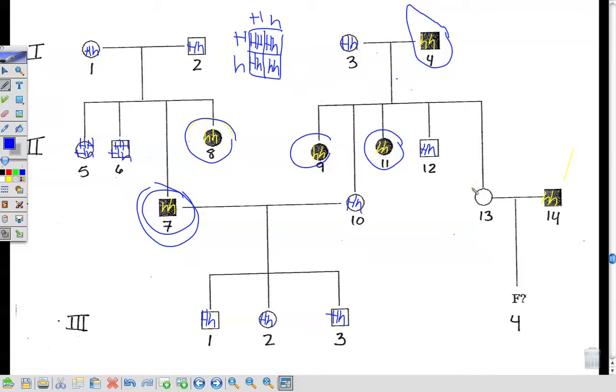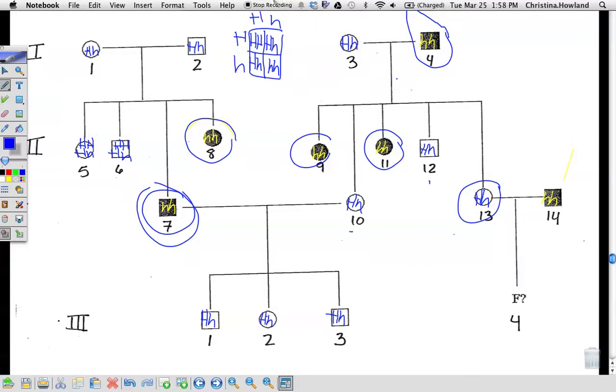Finally, we come back to individual 13. Sorry, it's part of the same family, so it is heterozygous. Okay, it is heterozygous, just like its other siblings that have the dominant phenotype. So hopefully this will help you to do the homework more efficiently, and I will see you all next class.